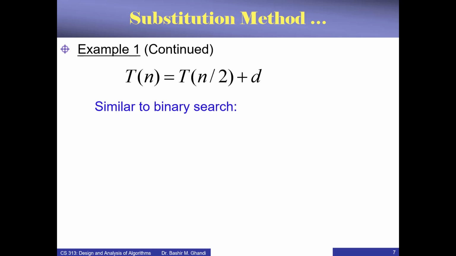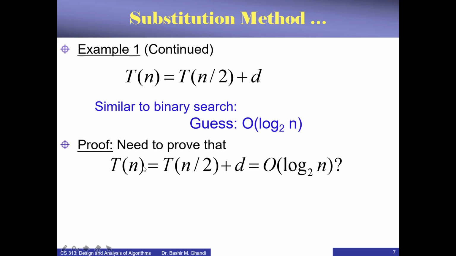As I said, it's similar to binary search, and you should know by now, at least if you have done your assignment number 1, that the running time of binary search is log n to base 2. So we are saying the running time of this T(n) is O(log n) to base 2. That's the guess, and that is the first step in the substitution method: we have to guess an answer. The next step is to try and prove that the answer is actually correct using the substitution method, and this is what I'm going to show you.